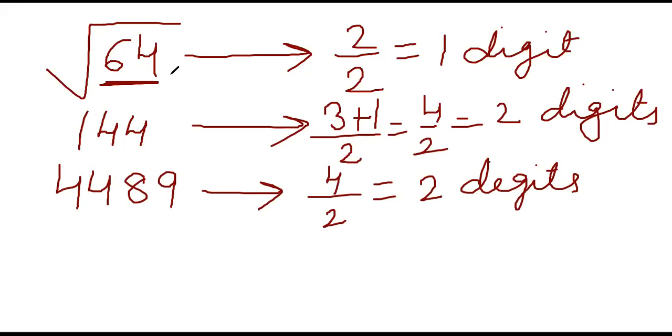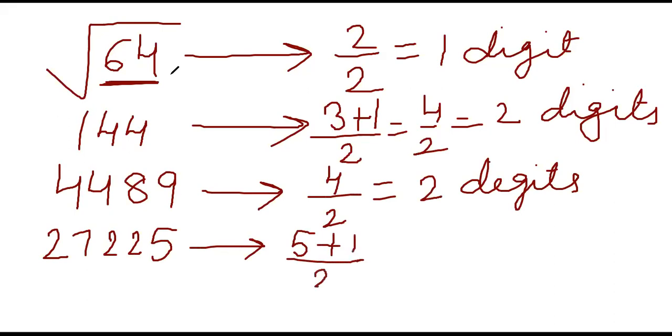Next, 27225. How many digits? 5. Odd. Then add 1 to this. Divide by 2. 6 by 2. There will be 3 digits, right? Any query here?